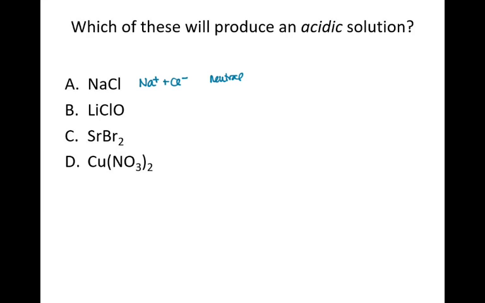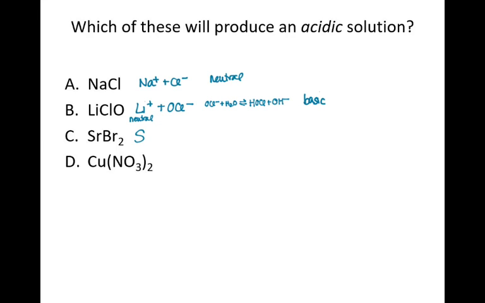For lithium hypochlorite, that's going to be lithium and hypochlorite. Lithium is the cation from lithium hydroxide. That's a strong base, so this is neutral. Hypochlorite, on the other hand, is not one of the anions from a strong acid, so that must mean that it can be a weak base. So hypochlorite can react with water to make hypochlorous acid and OH-, and so that's going to make this solution basic.